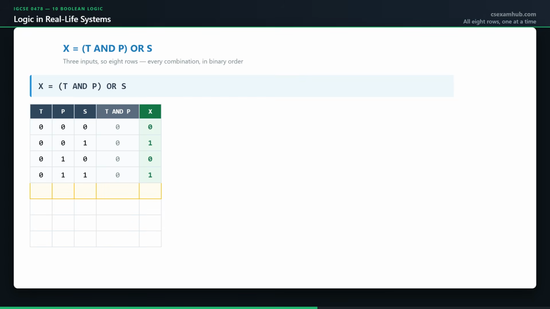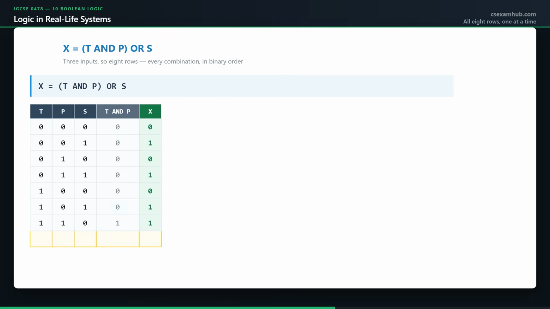Row 5, temperature high but pressure normal. Again, T and P is 0, S is 0, so silence. Row 6, temperature high and switch pressed. The switch does it again, alarm on.